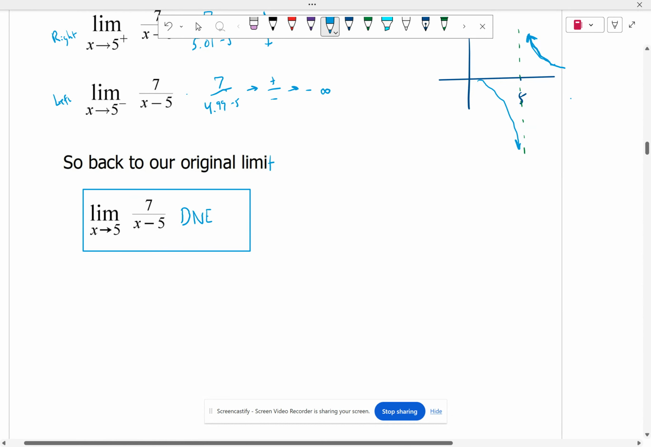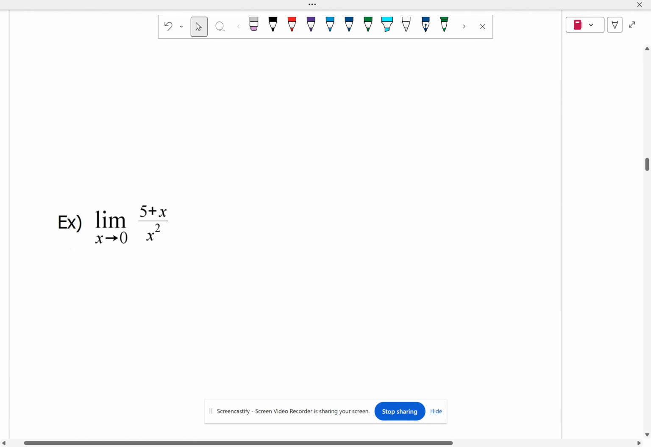It's not going to infinity or negative infinity. One's going to one infinity, one's going to the other. So we're just going to DNE that one.